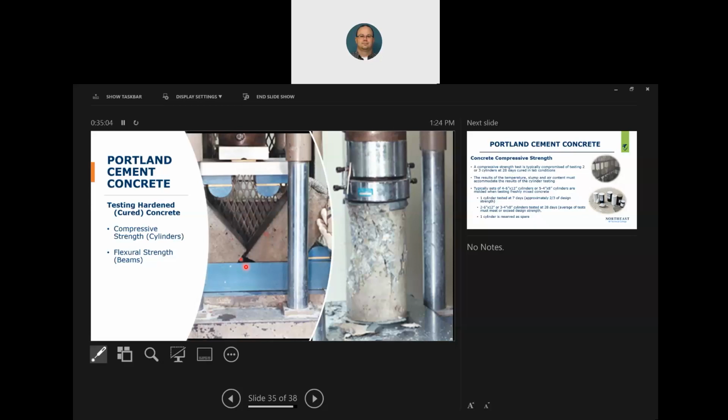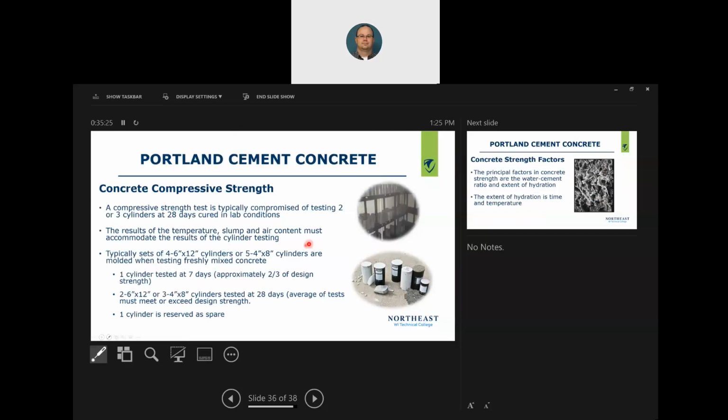And then typical is we also want to know the compressive strength when we're trying to squish it. So think about that high-rise building, like the Sears Tower, John Hancock building, the Burj Khalifa. So basically there's a lot of weight sitting on that cylinder. So we want to make sure we get proper compressive strength. All right, so what do we do? So typically a compressive strength test is comprised of 2 or 3 cylinders at 28 days cured in the lab conditions. Okay? The results of the temperature, slump, and air content must accommodate the results of the cylinder testing.